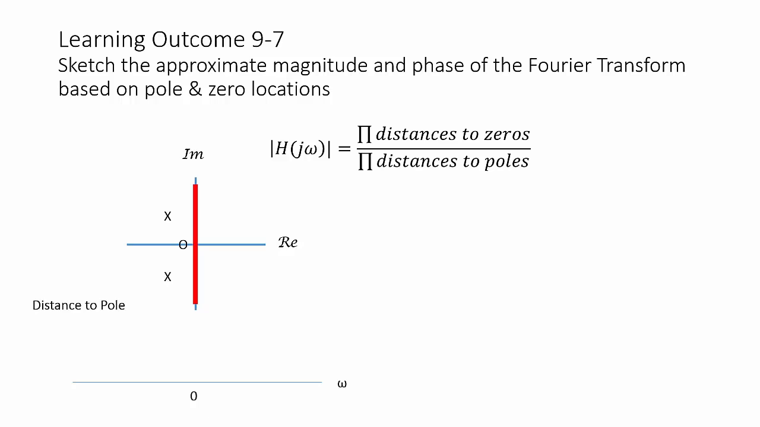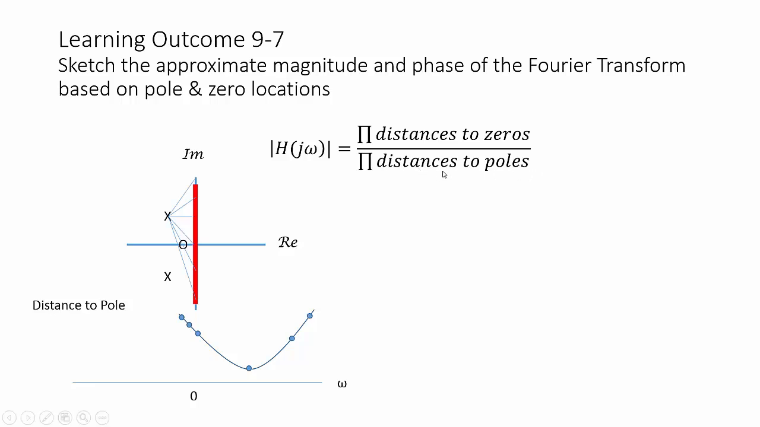So if we consider values of omega, starting with a small value, we have a certain distance to that pole. As that value of omega is increased, that distance is getting smaller, and it will continue to decrease until we are directly across from that pole. That is where we will have a minimum distance to that pole, beyond which the distance will increase again.